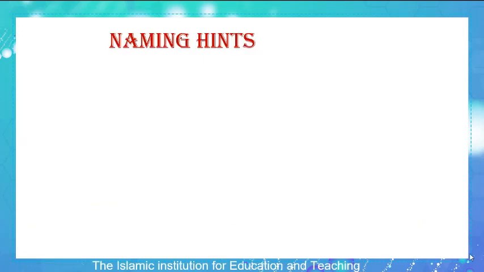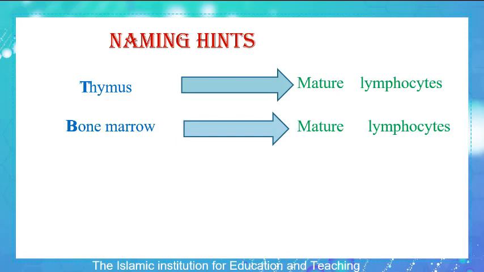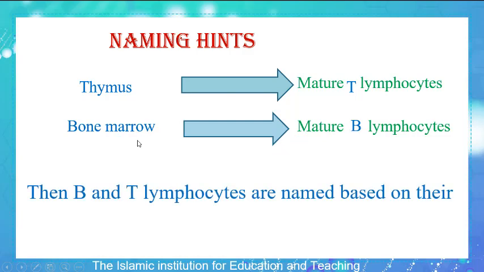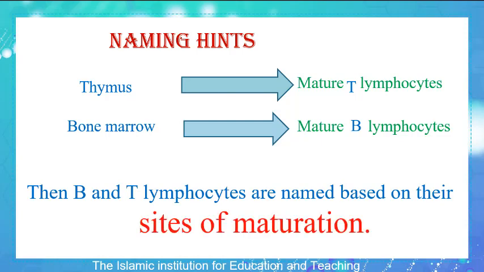Why do B and T lymphocytes have different names although they have the same round nucleus? The thymus and bone marrow are two immune organs that are responsible for lymphocyte maturation. Then, the lymphocytes that are matured in the thymus are called T lymphocytes according to their site of maturation, while the lymphocytes that are matured in the bone marrow are called B lymphocytes according to their site of maturation, the bone marrow. Then, B and T lymphocytes are named based on their site of maturation.